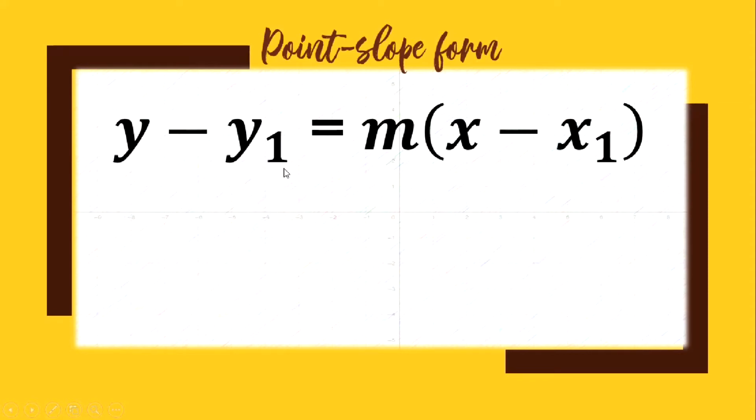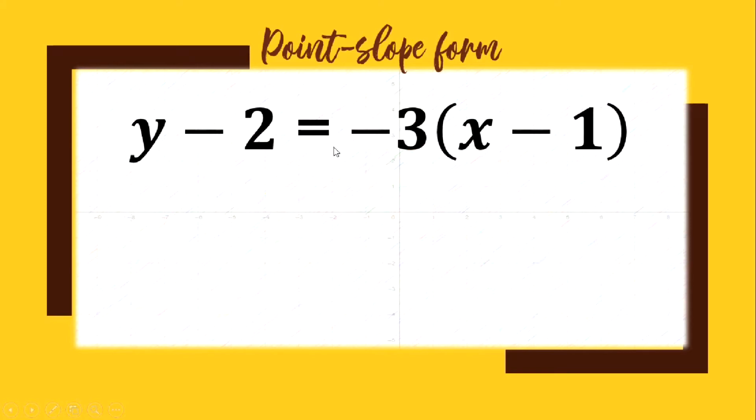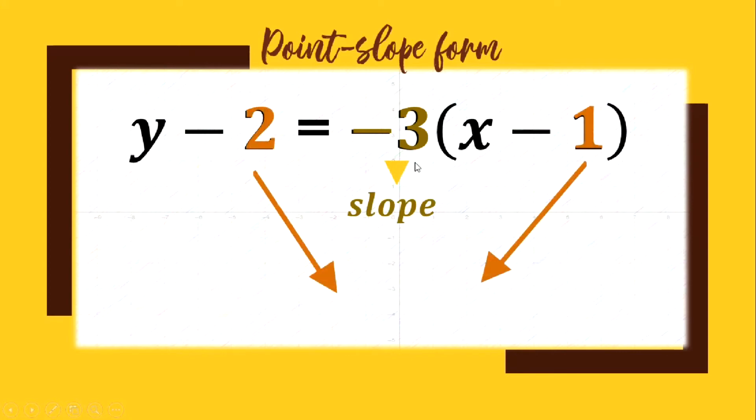So, we have y minus y sub 1 equals m or the slope times the quantity x minus x sub 1. M as the slope and y sub 1 and x sub 1 are the coordinates of the given point. So, remember pala, si x and y dito, variables na sila, hindi nyo to papalitan. Si x sub 1 and y sub 1 lang. Let's say we have y minus 2 equals negative 3 times the quantity x minus 1. Ibig sabihin, ang negative 3 dito, yun yung slope. And ang coordinates ng point, we have 1 and 2. X sub 1, y sub 1.